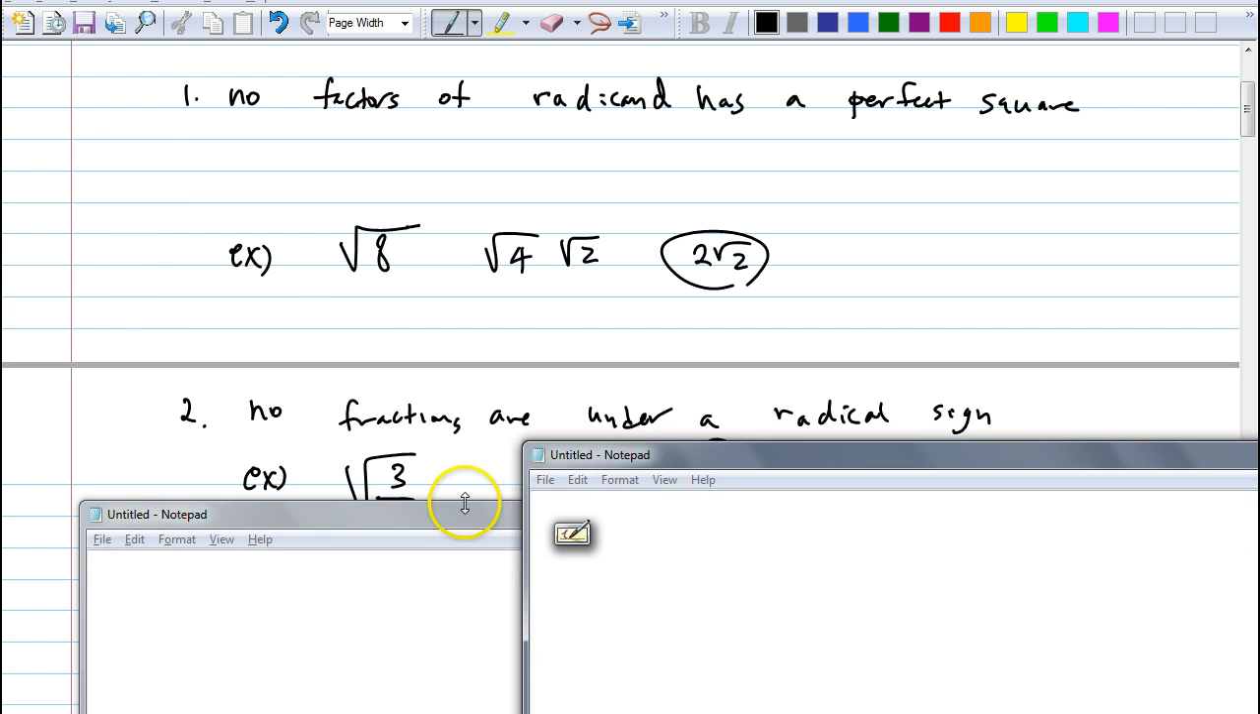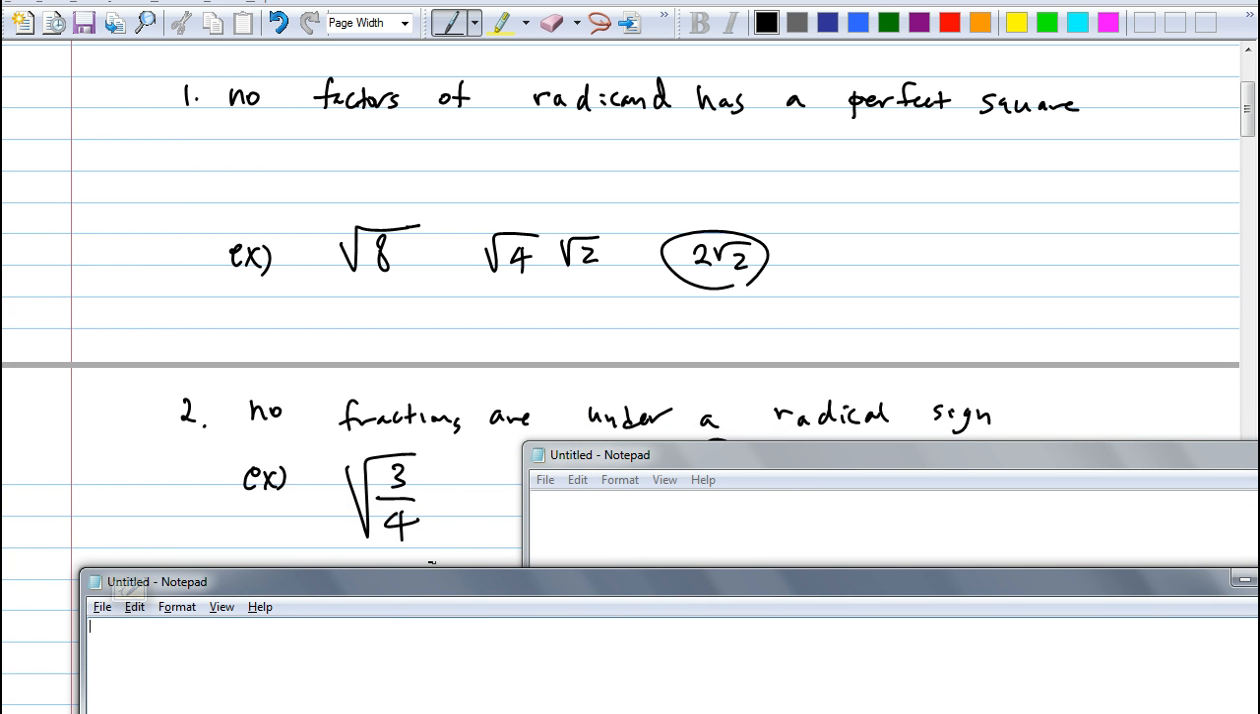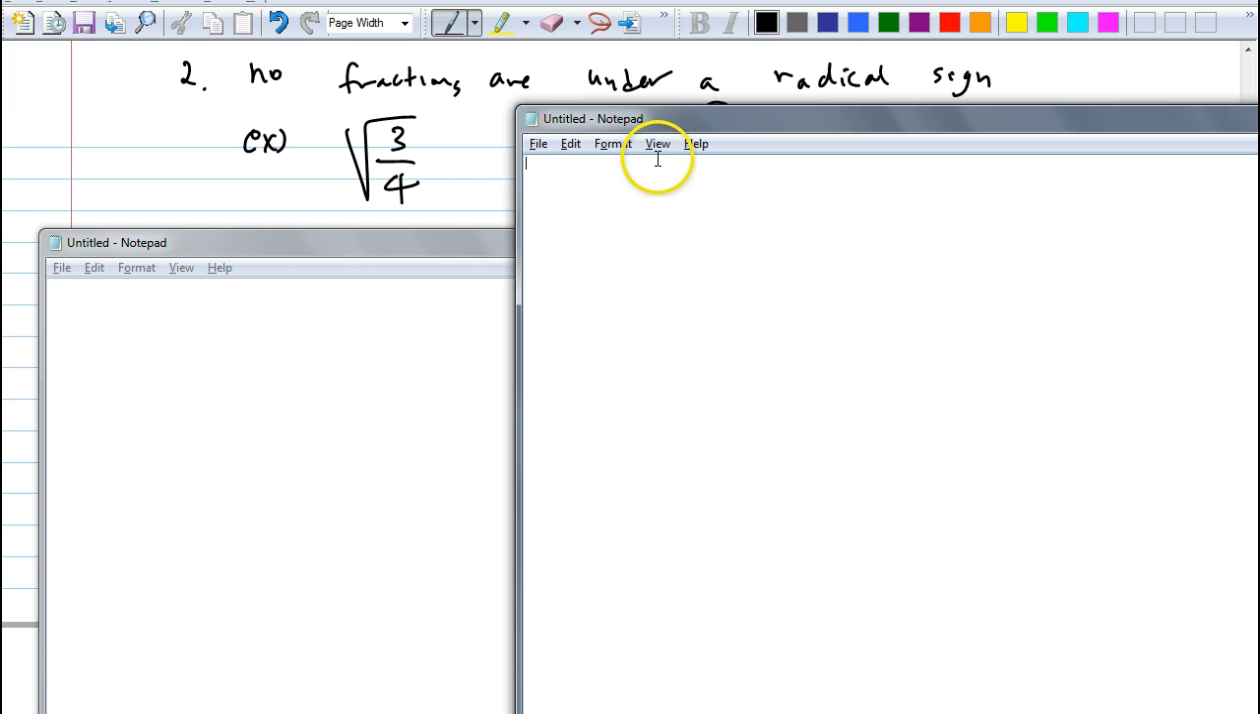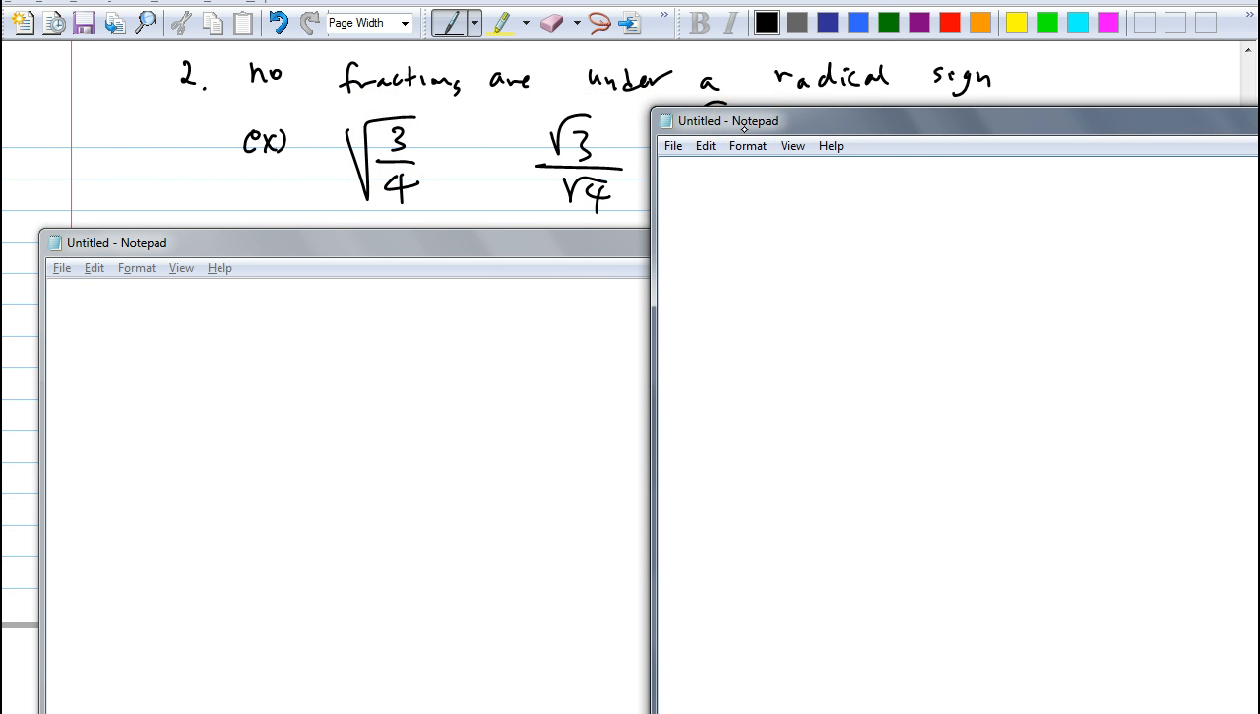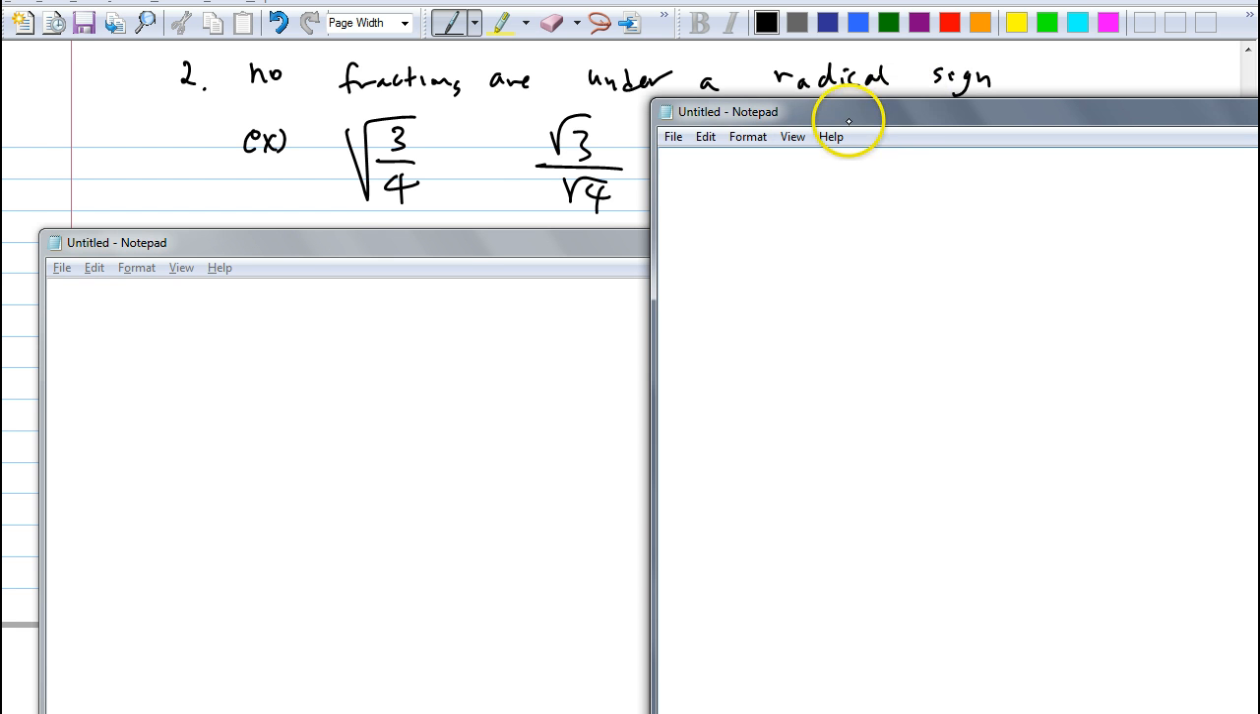So for example, here. Okay, let me move this up a little bit. So I should write this down. Do we have a radical on the denominator? It says no fractions are under a radical sign. So here, look at the denominator. The denominator is really the square root of what? 4, right? Because remember the rule, the square root of 3 over 4 is the same as the square root of 3 over the square root of 4. You guys remember that rule? So we cannot have the square root of 4 on the denominator, correct? In this case, it's nice to get rid of the square root because 4 is a perfect square. So what's the square root of 4? 2. So that's easy, right?